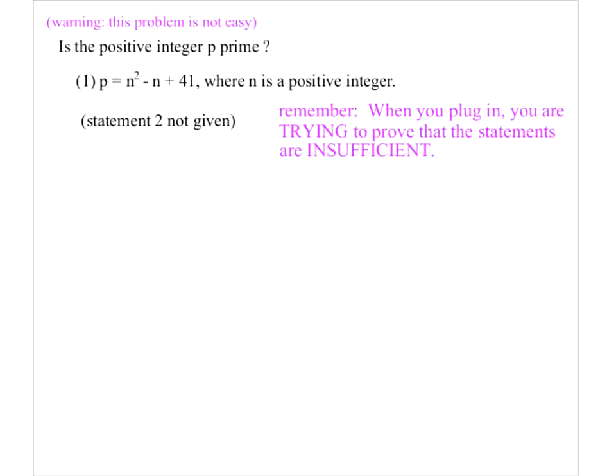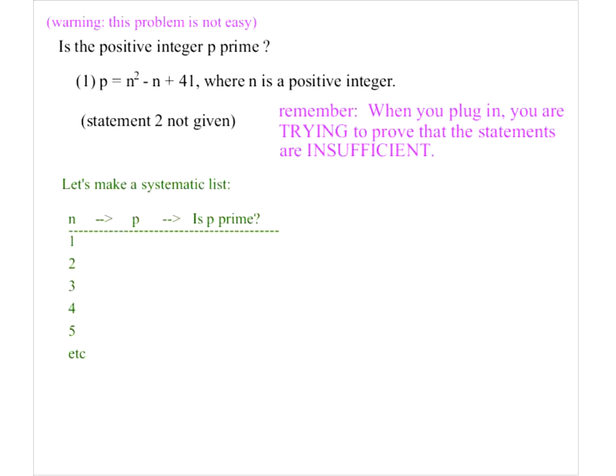Okay, so let's do this. P is n squared minus n plus 41, where n is a positive integer. Okay, so let's plug in values. So let's make a list. If we plug in n, then we can find all the p's. So that's what we'll do. And then we'll answer the question. So n is just any positive integer, so let's just start grinding those.